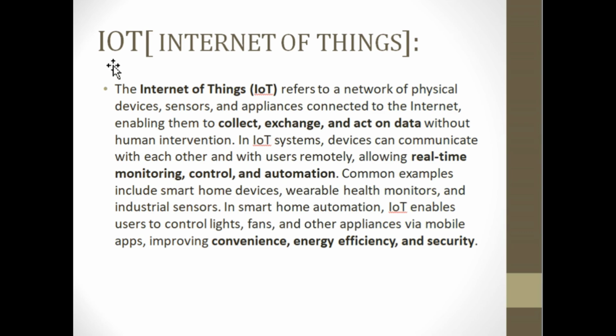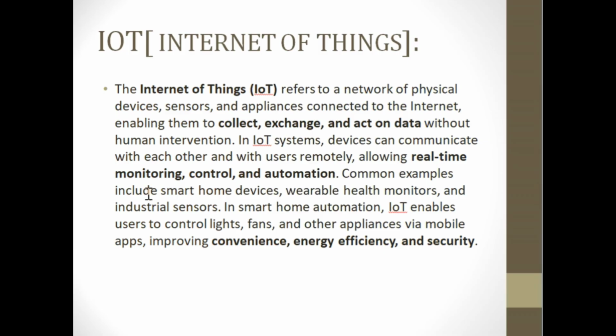First, we have to know what is the meaning of IoT and where it works. IoT abbreviation is Internet of Things. In the name itself we have the Internet. So the Internet of Things refers to the network of physical devices, sensors and applications connected to the Internet, enabling them to collect, exchange and act on data without any human interaction.